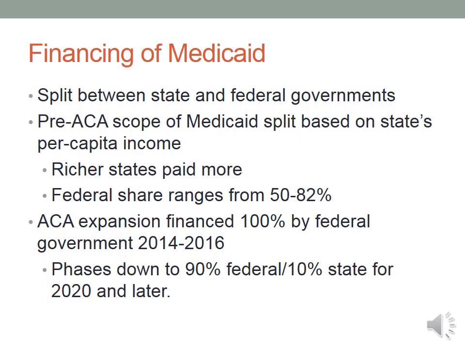The ACA expansion portion, which extended scope of coverage to adults under 133% of the federal poverty limit. Just that adult population, that new adult population, is paid for 100% by the federal government in the first 3 years of the Affordable Care Act. That phases down to 90% federal, 10% state for the years 2020 and later. But that still is a really large fraction of the cost being paid by the federal government in perpetuity.